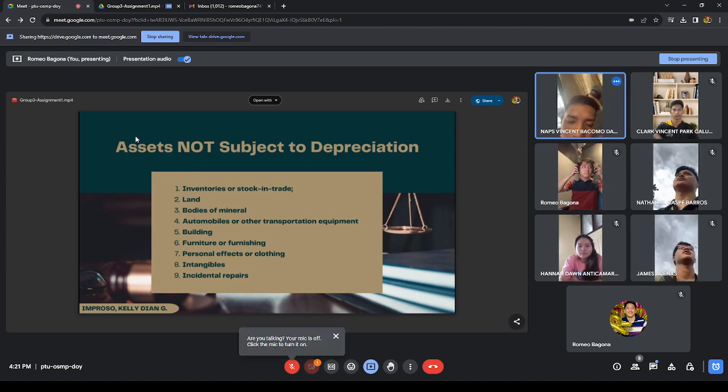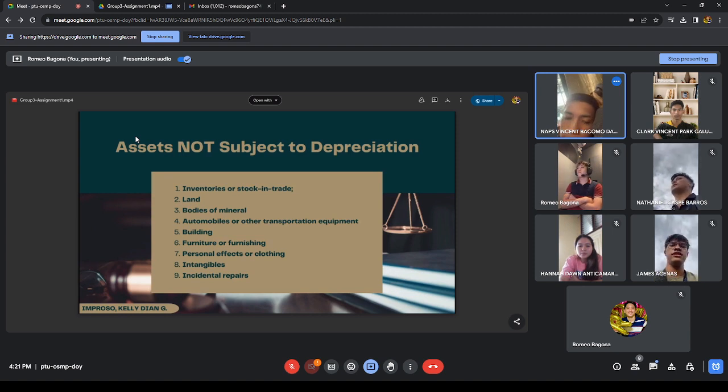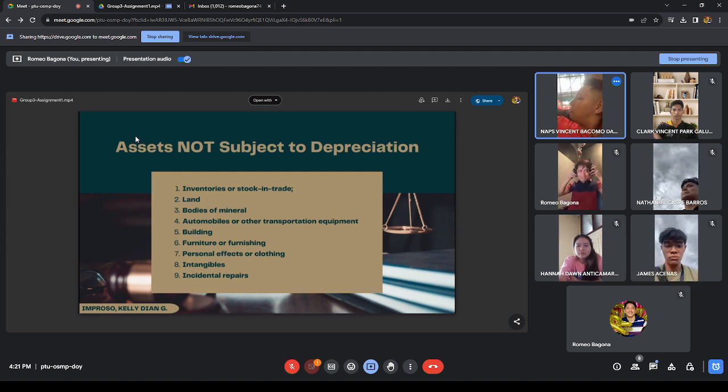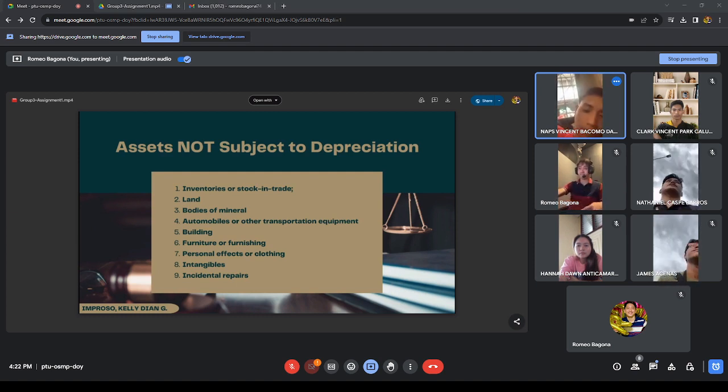For number 4, we have automobiles or other transportation equipment which are used solely for the taxpayer's pleasure. If it's not used for the business, it is not added to the depreciation. For number 5, we have the building, specifically a building that is used by the taxpayer as his or her residence. Again, for personal use. And for number 6, we have the furniture or furnishing, again, which is used in the taxpayer's residence.